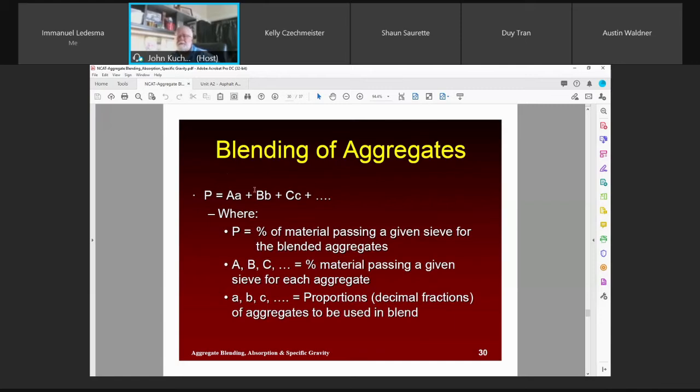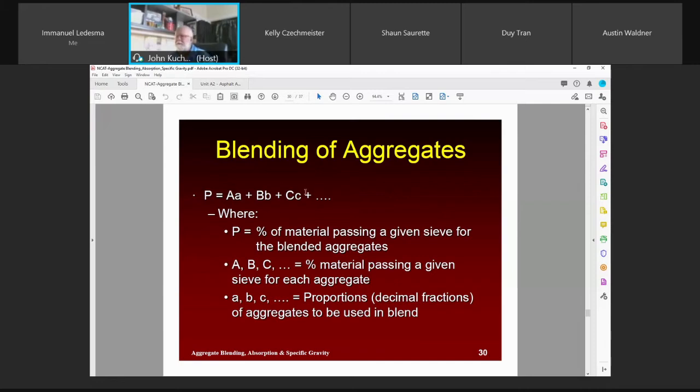And here it is. Okay, we've got 3 aggregates, aggregate A, aggregate B, and aggregate C. That's noted by the uppercase letter. Okay, 16 millimeter crushed limestone, natural sand, and let's say VMA sand. Or you may have processed sand, the chips, 6 millimeter crush. You may have natural sand, which may have a fair amount of VMA sand in it on the bottom end.